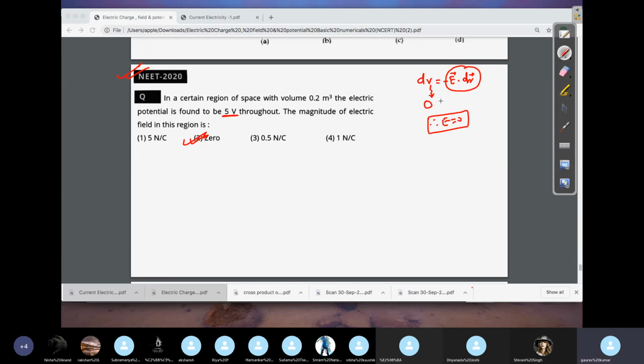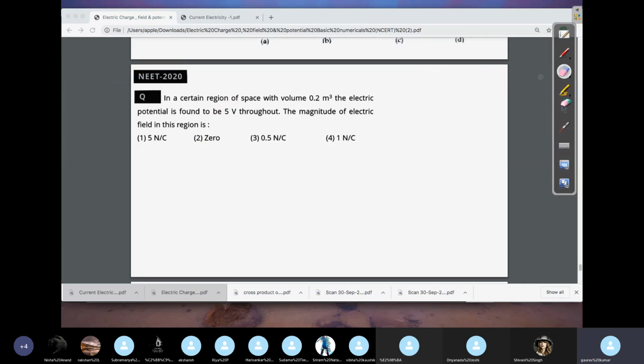Right? This is what we have. Whenever your potential is constant, your electric field will always be 0. Because the differential will be 0, so E dot dr is 0. E dot dr means E dr cos theta will be 0. Dr and cos theta are not known to us, but E definitely will be 0 from there, 100%.